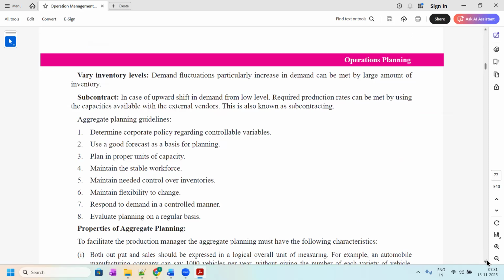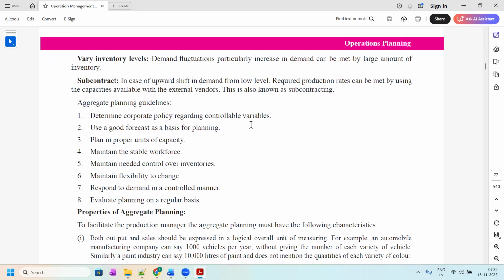Then subcontracting, already I have mentioned and made you understand the term. When you bring extra labor from outside, like if your demand rises above your normal level, then the company has to get help from outside vendors or other firms to produce the additional goods. This is what we call subcontracting. It helps to meet the demand without putting too much pressure on the in-house capacity. So I hope you have understood the term subcontracting.